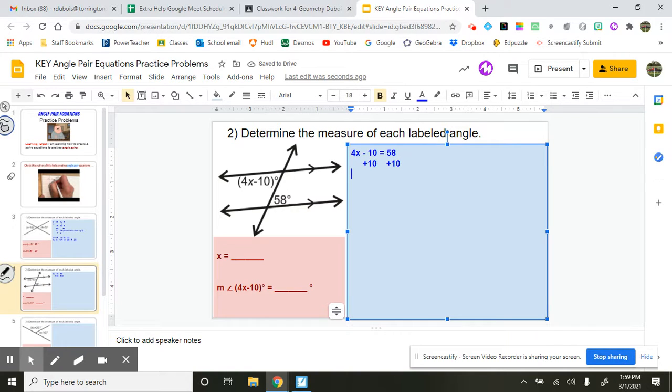So 4x minus 10 plus 10, well, minus 10 plus 10 cancels out. That's why we did that. So now we have 4x equals 58. So now we only have one step left. We want to get x by itself. It's currently being multiplied by 4. So the way we undo that, we do the opposite, the inverse operation of multiplying by 4, divide by 4. So we're going to divide both sides by 4.